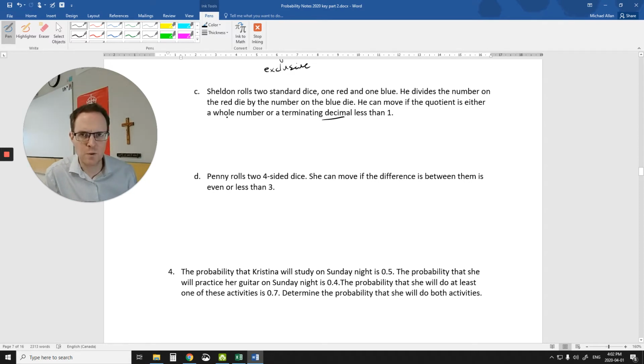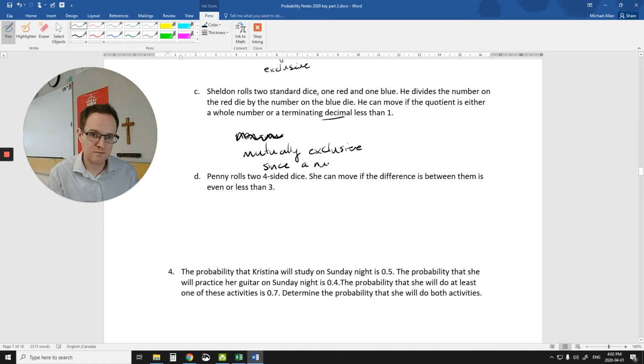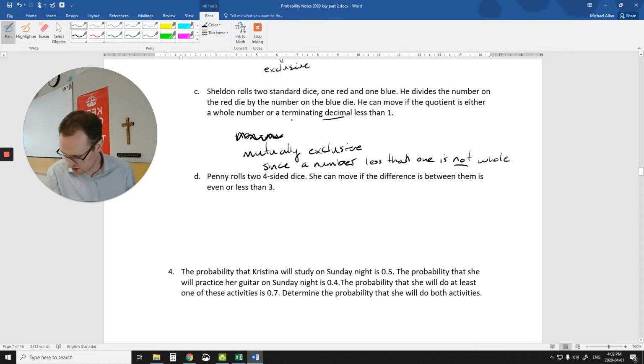Now, 2 is a terminating decimal, but it's not less than 1. So these are non-mutually, oh, sorry, these are mutually exclusive, sorry. And I can write down here, since a number less than 1 is not whole. Okay, so they're not gonna cross over each other.